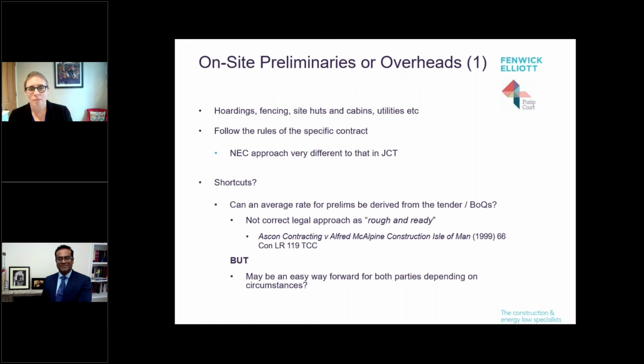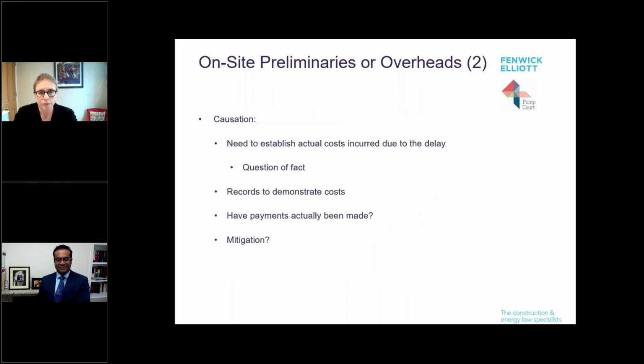Shortcuts, they do occasionally work. If you've got a very good relationship and everybody knows it's a good claim, nobody gets the sense that anybody is taking the piss, and there's maybe an average rate for prelims in the tender, people think, well, do you know what, that's probably right. You can occasionally get people agreeing that. I've had that. That is not the correct legal approach. It is described as rough and ready in the case Askey Contracting. You are going to have to prove causation unless you can reach agreement. So just bear that in mind.